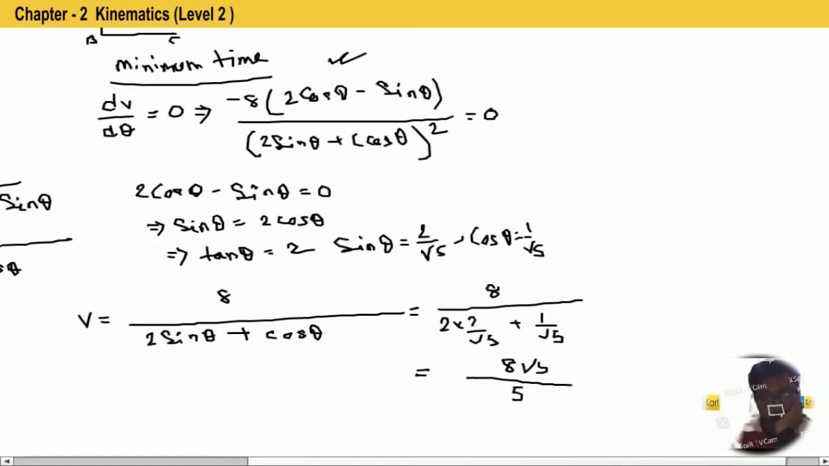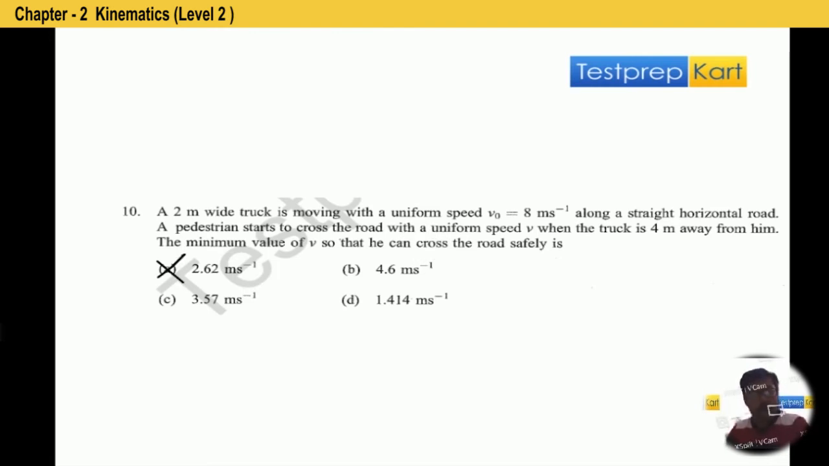So root 5 is 2.23. 8 into 2.23 by 5, into 8 divided by 5, gives 3.57. It becomes 3.57 meters per second. It becomes the answer. If you have any doubt, this is the answer. So now let me check whether this answer is in the options. 2.62 centimeter is wrong. 4.6 centimeter is wrong. 1.414 is wrong. 3.57 meters per second, this is the correct answer.